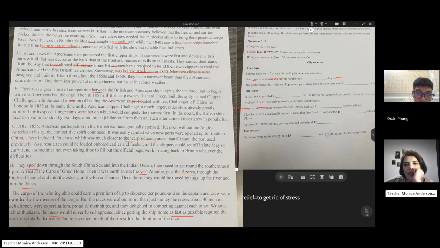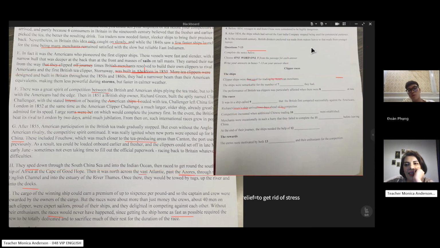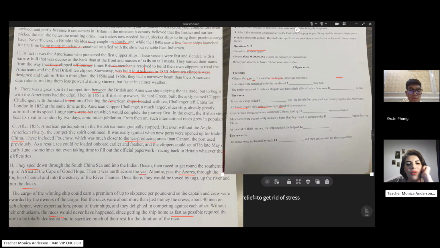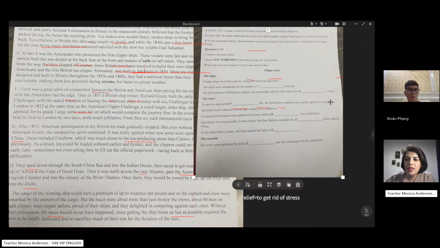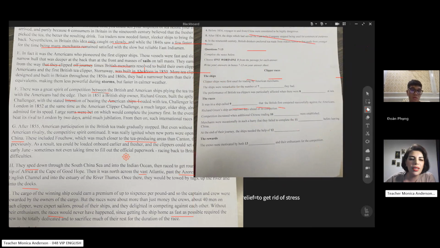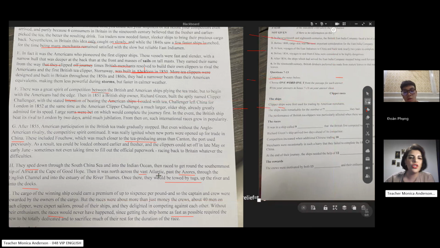Okay. Let me put this here. Sometimes let me explain some words here, because you need to know the meaning of those words because they're essential.